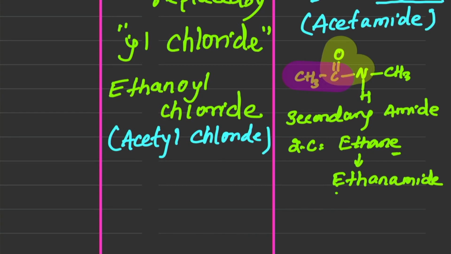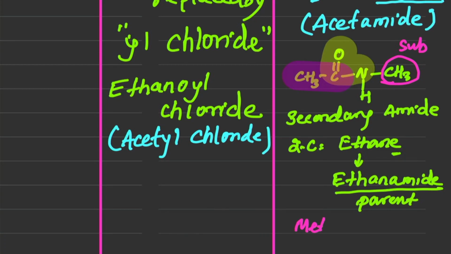So this will be your parent. And the substituent would be here, this. So what is the substituent? It is methyl. So it's going to be methyl ethanamide.